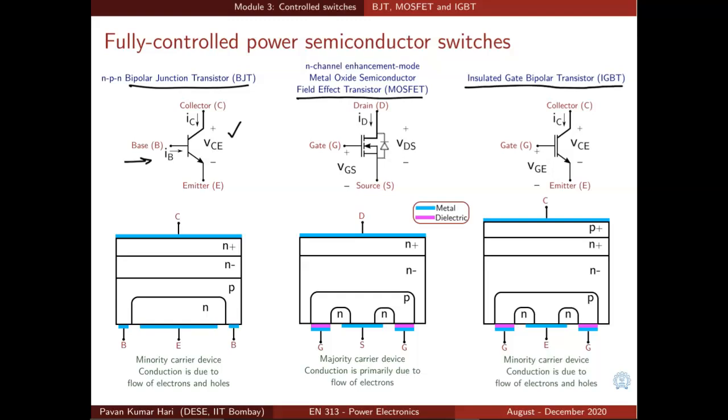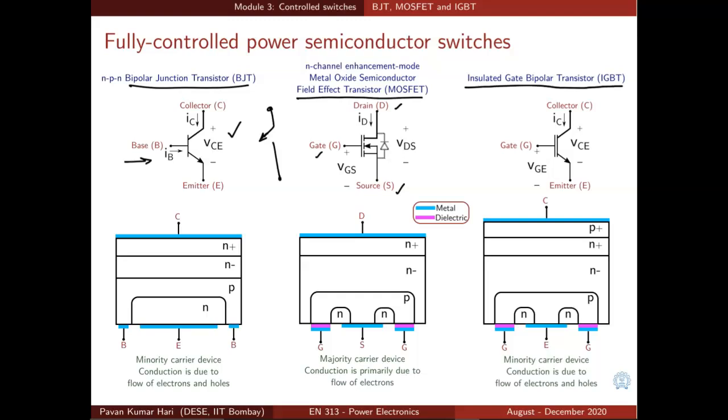MOSFET is again a 3-terminal device. It has gate, drain and source. 3 terminals, and gate is the control terminal and drain and source are the power terminals. For example, if you imagine a switch like this, we are looking for the realistic replacements for this ideal switch we have been drawing so far.